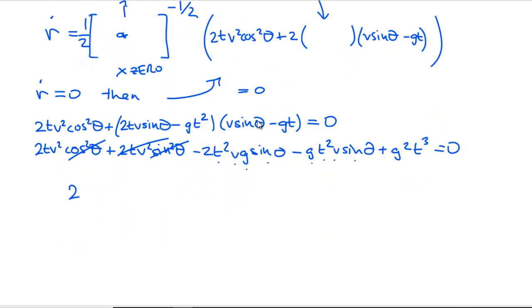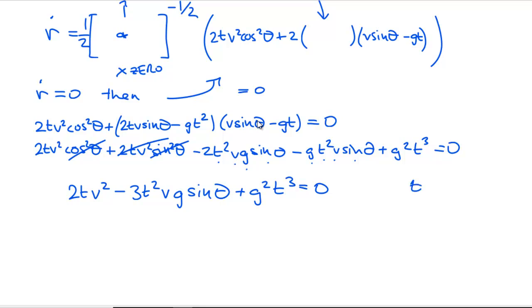So that's left us with 2t v squared minus 3 t squared vg sine theta plus g squared t cubed equals 0. Right, and I can't even remember what I'm trying to work out here. We need real solutions of this, don't we? This is what we want. We want this to have solutions. We've got a lot of t's here.